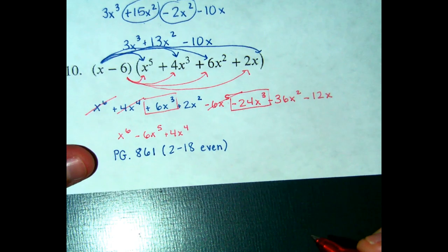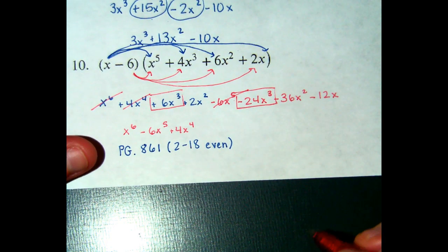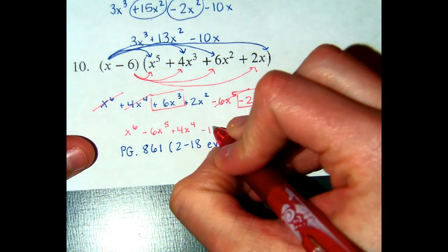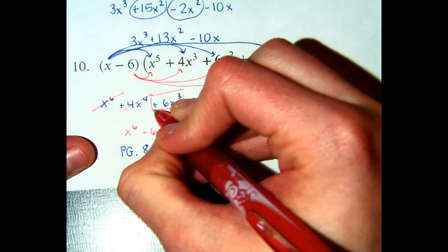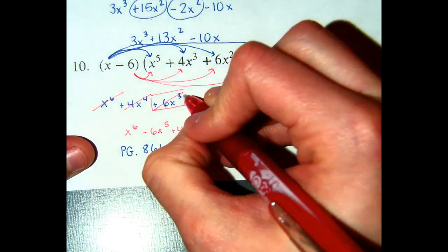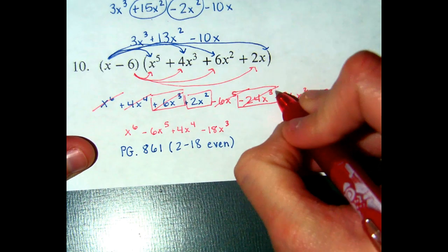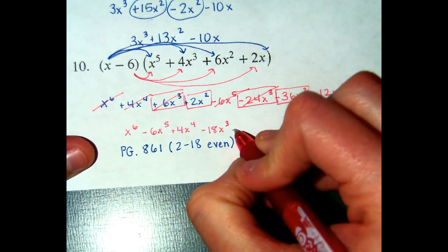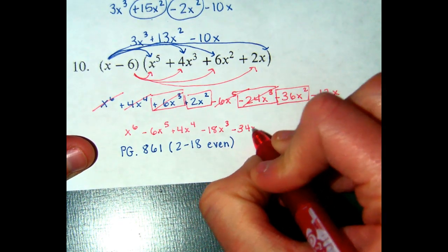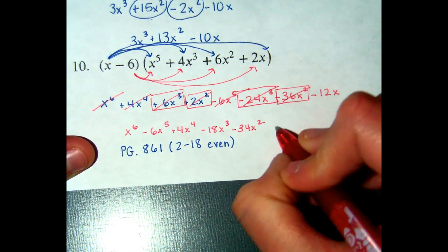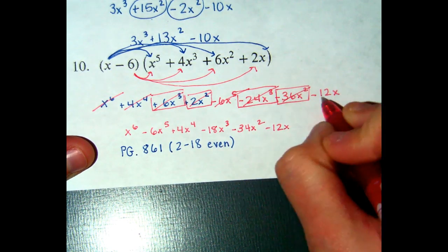Okay, and what is 6x to the 3rd minus 24x to the 3rd? Okay, we got 2x squared and negative 36x squared. And you told me it was what? Very good.